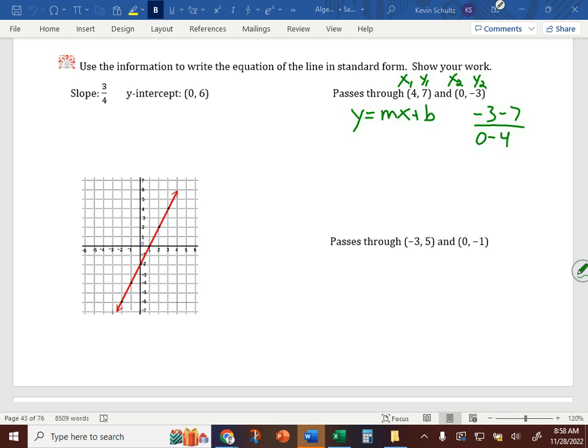Remember this? Fun times? -3 minus 7 is a -10. 0 minus 4 is a -4, which simplifies to be positive 5/2. Right? Negative signs cancel out. 10/4 becomes 5/2. So in our slope-intercept form here, we've got m equal to 5/2.